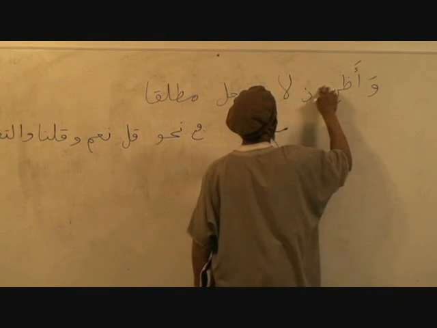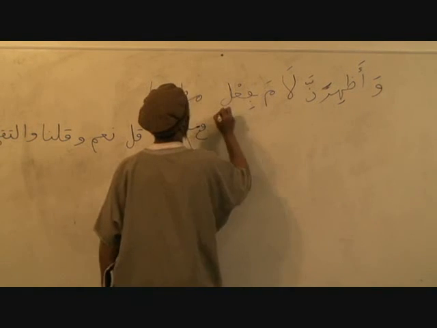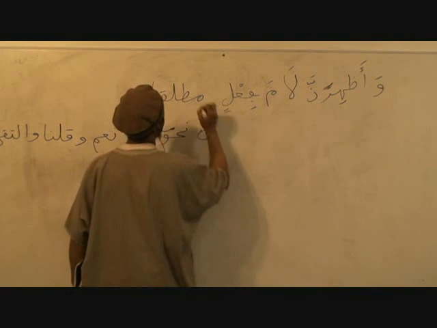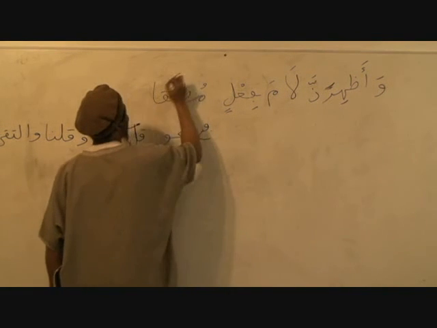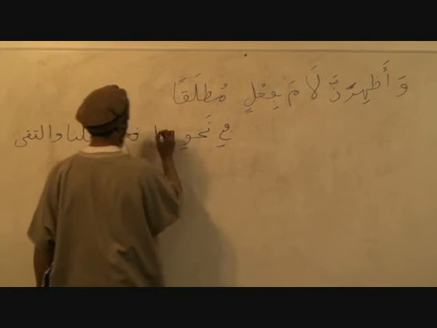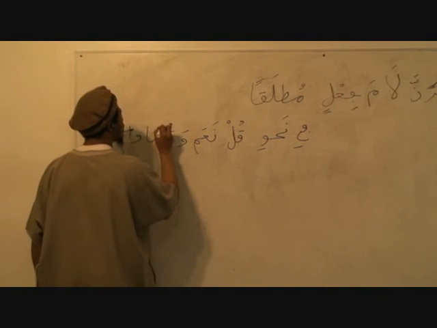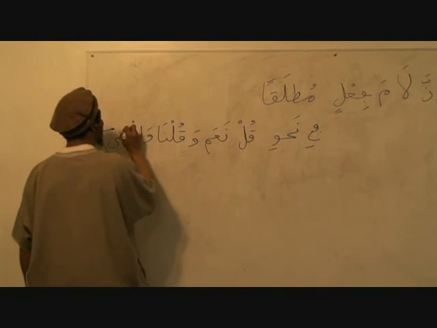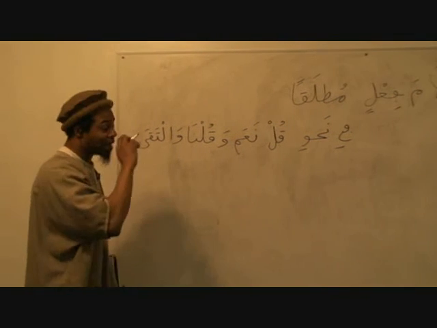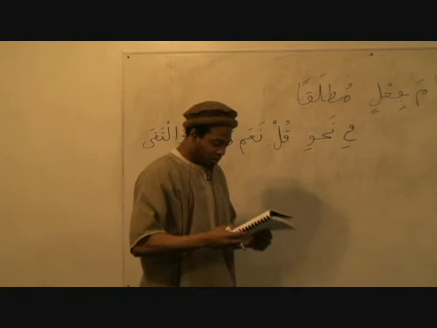Okay, here goes the rule. وأظهرن لام الفعل وفعل مطلقة في نحو قل نعم وقلنا والتقى. Okay, pay attention. This is a very, very easy rule.